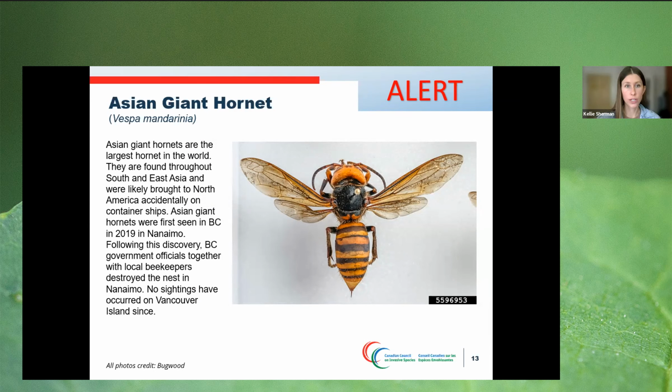Asian giant hornets are the largest hornet in the world. They are found throughout South and East Asia and were likely brought to North America accidentally on container ships. Asian giant hornets were first seen in BC in 2019 in Nanaimo, and following the discovery, BC government officials together with local beekeepers destroyed the nest, and no sightings have been made since, to my understanding. I hope it was community science, potentially from a local beekeeper. But again, it is one of those success stories of early detection and rapid response.